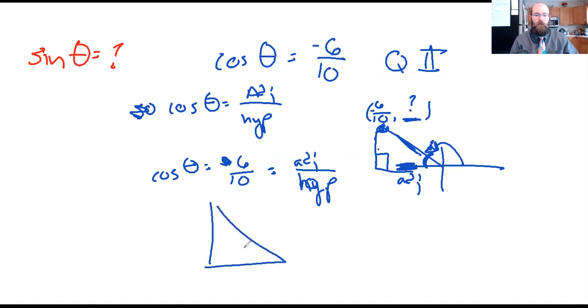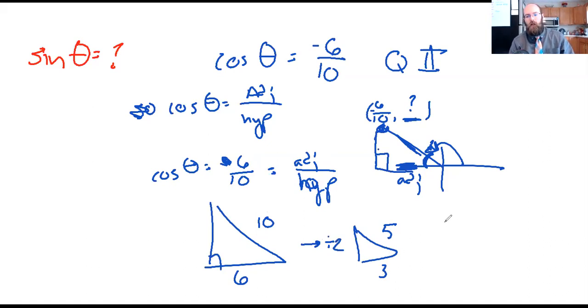So boom. That's a 6. That's a 10. Let's do Pythagorean theorem to find the rest of it, right? We could also scale this down because it simplifies, right? So that's a 5 over a 3. So I scaled down by a factor of 2.